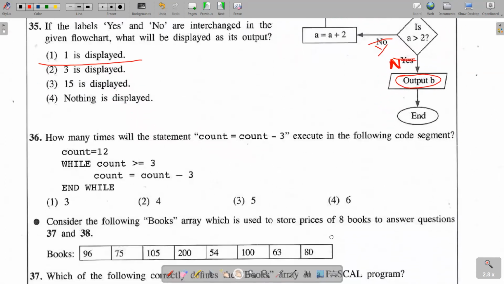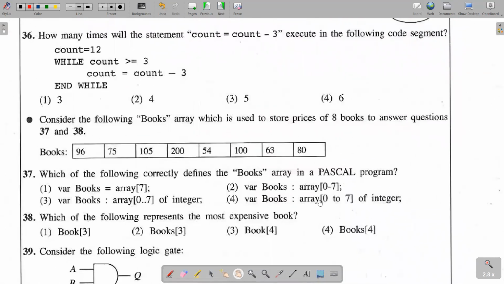Right. 36. How many times will the statement count equals count minus 3 execute in the following code segment? Okay, so count equals 12. I'll take it this way. Count equals 12, while count is larger than or equal to 3. Count is larger than 3, yes. Count equals count minus 3, so 12 will become 9.